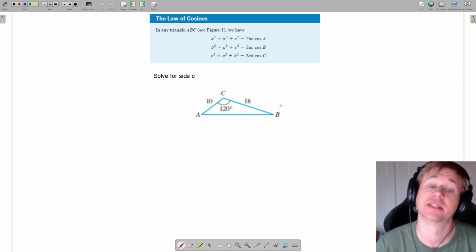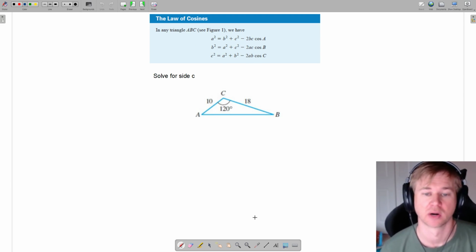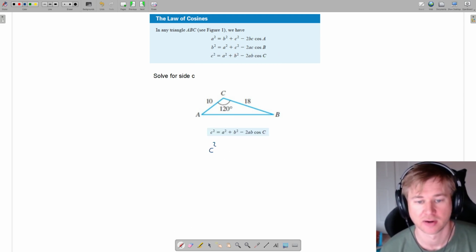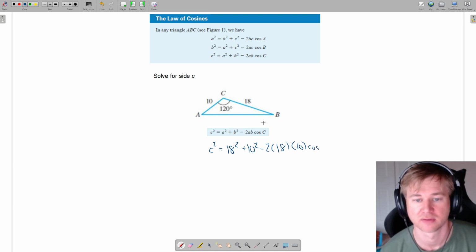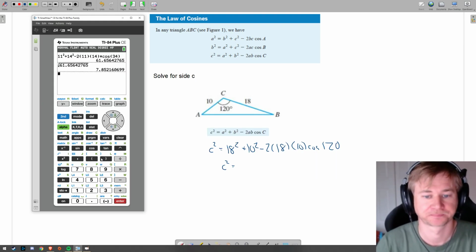This one, they gave me the triangle. This is side-angle-side. I have my formulas there again. I'm looking for, in this problem, side C, so I'm going to use this formula. I don't know C squared, that's what I'm finding. I know A is 18. I know B is 10, minus 2 times 18 times 10 times the cosine of C, 120. Cosine of 120, that's on the unit circle. Sweet. Okay, let's type it in the calculator now.